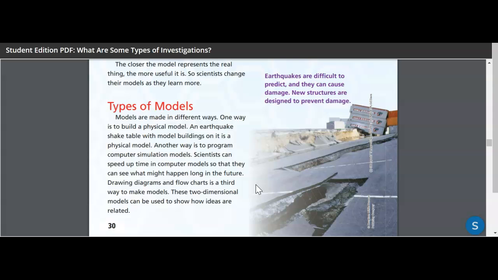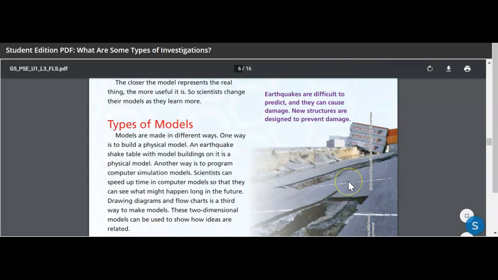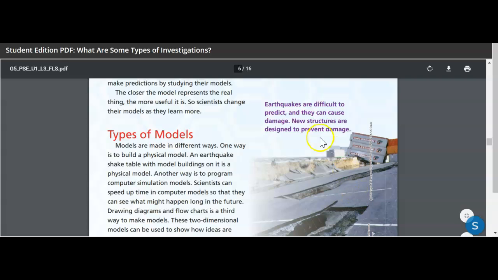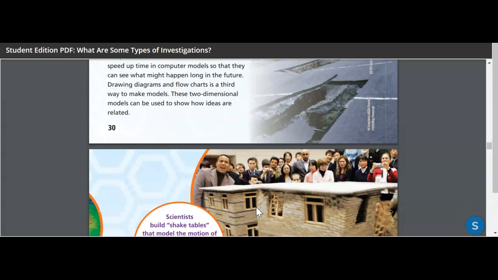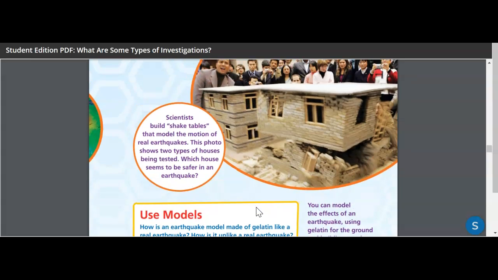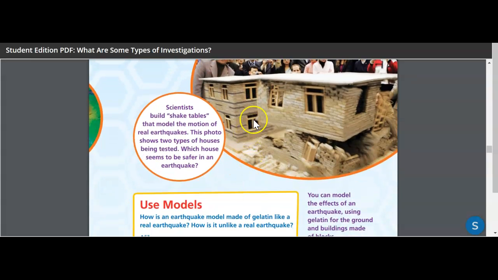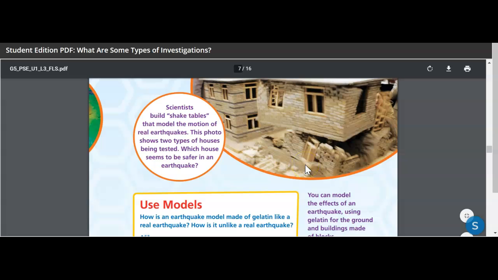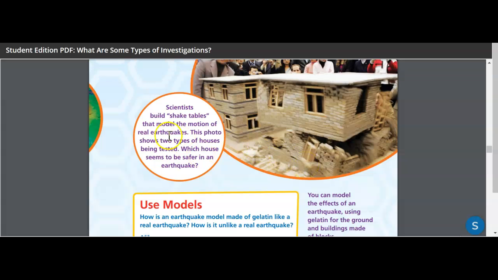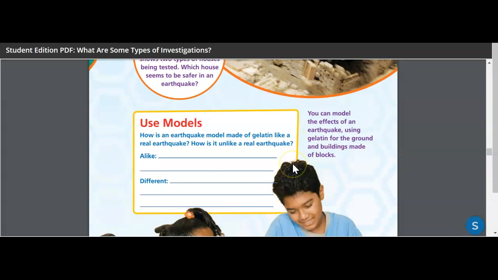These two-dimensional models can be used to show how ideas are related. And over here they show the image from an earthquake to go with what they said about the earthquake shake tables. So let's move on to the next part. Here's a model of the motion of real earthquakes, like we were talking about up there.